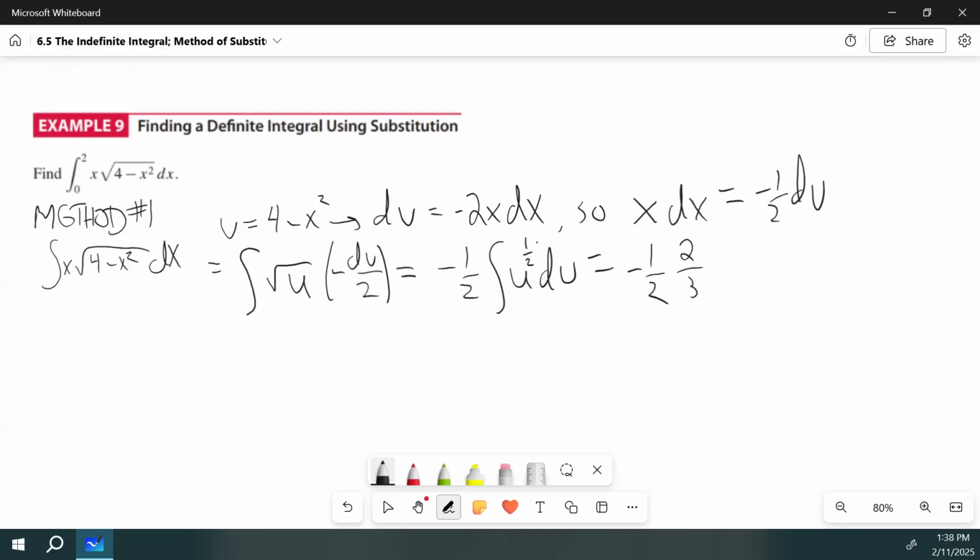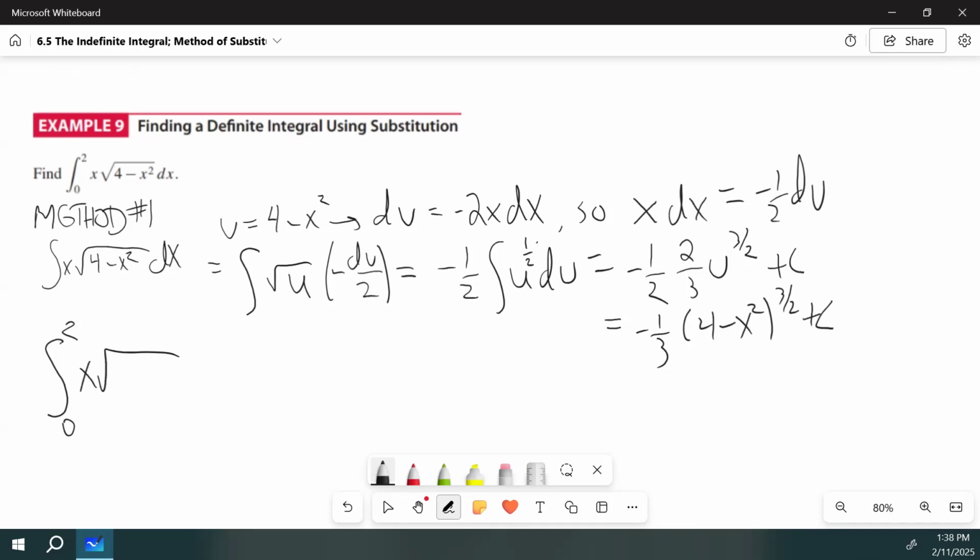times 2/3 u to the 3/2 plus c. And then this is going to be negative 1/3 4 minus x squared to the 3/2 plus c. So that's the antiderivative. So the integral from 0 to 2 of x square root 4 minus x squared dx is equal to negative 1/3 4 minus x squared to the 3/2 evaluated at 0 and 2.